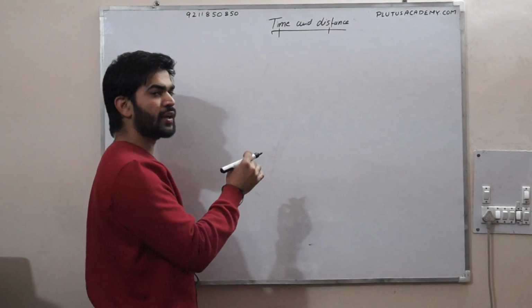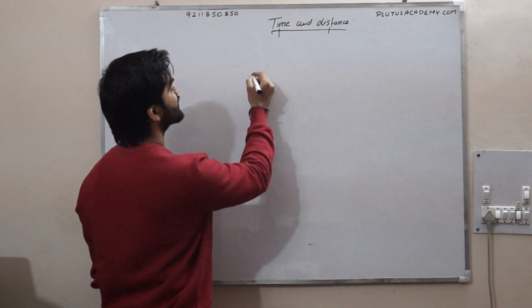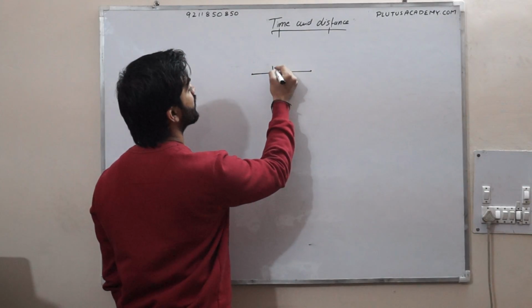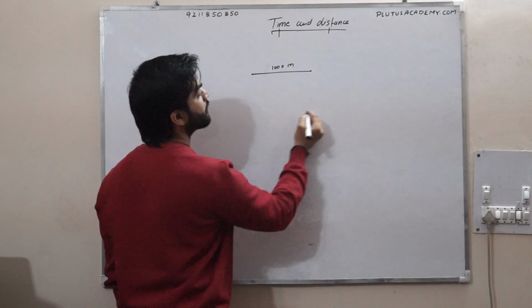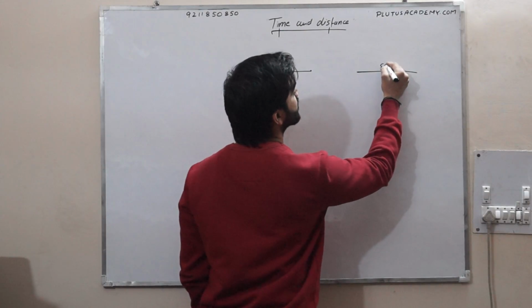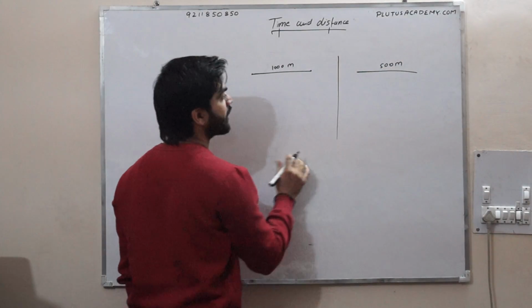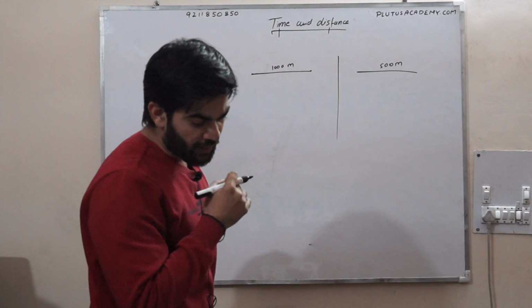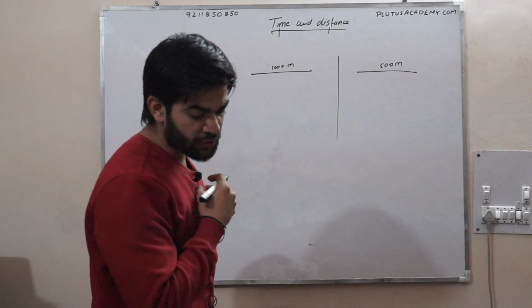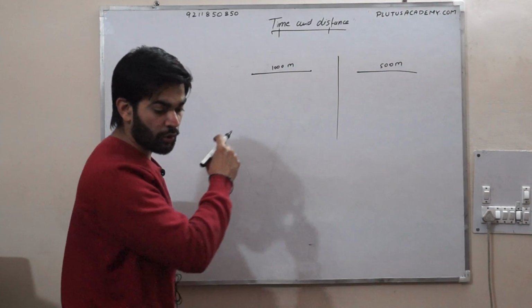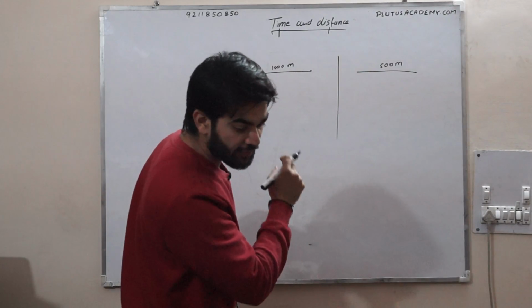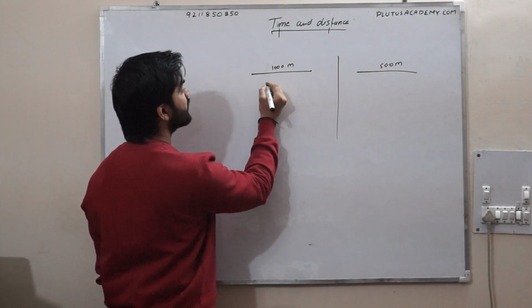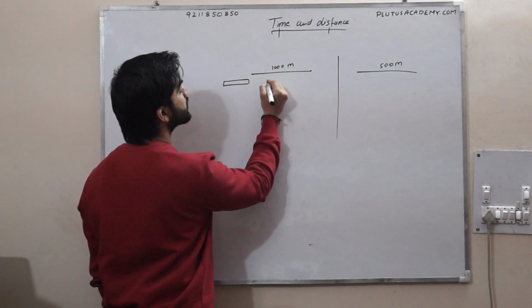You can assume any quantity. Let's say this is 1000 meter. This is first bridge and this is 500 meter. This is second bridge. In question, what is he saying? He's saying a train passes two bridges of lengths 1000 meter and 500 meter in 100 second and in 80 second. In this case, train passes this bridge.